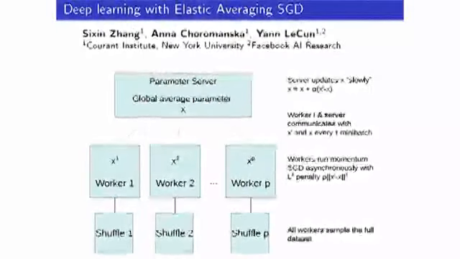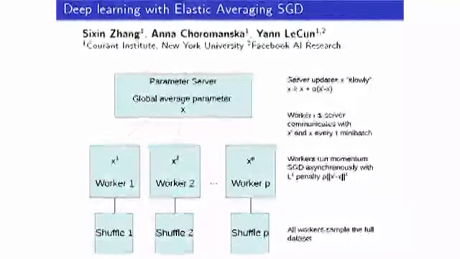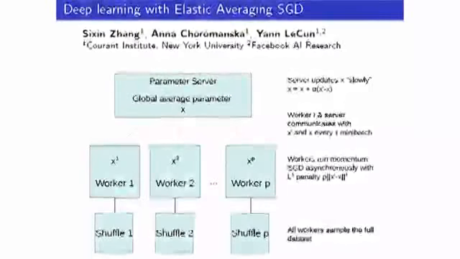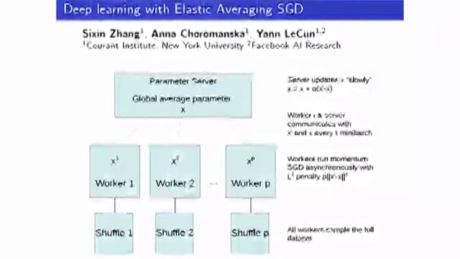The basic idea is illustrated by this diagram. We have P workers running in parallel and a central parameter server. The workers run SGD with Nesterov momentum asynchronously. Their loss function has an L2 penalty. It is an elastic term that attracts the parameter of local worker and the central parameter toward each other.